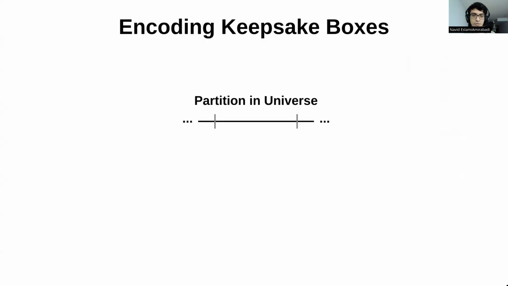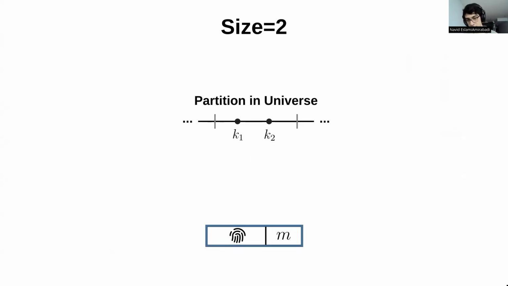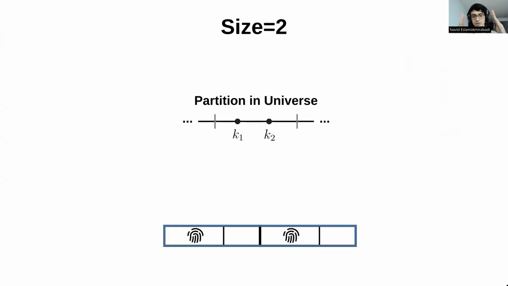Okay, so let's get into the encoding. Let's say we have a partition in our universe that has a single key inside of it. This partition is encoded simply by using a single slot, storing the partition's fingerprint in the slot, and storing the memento of the key right next to the fingerprint. Simple. In the second case, we have two keys in our partition. So in this case, it's similar. We use two slots. We store a duplicate of the fingerprint, one in each slot, and we store the smaller memento in the left slot and the bigger memento in the right.